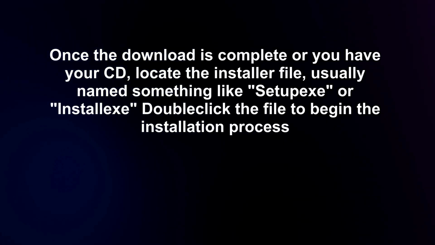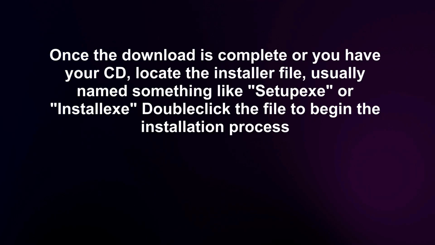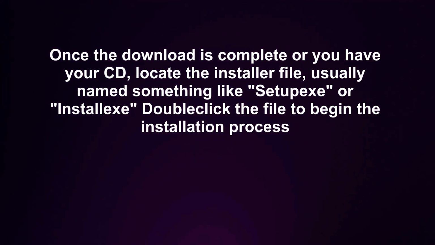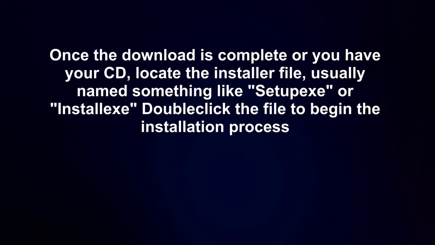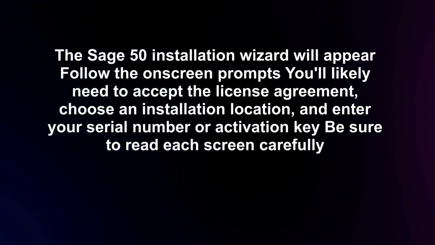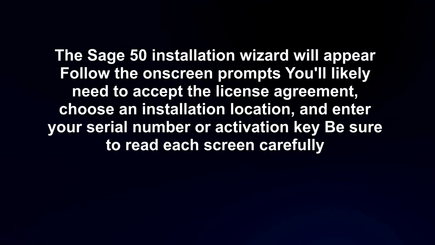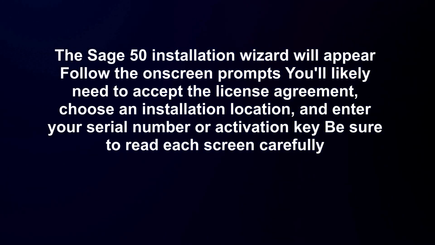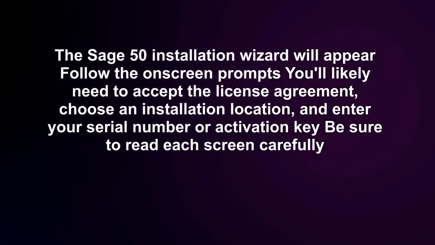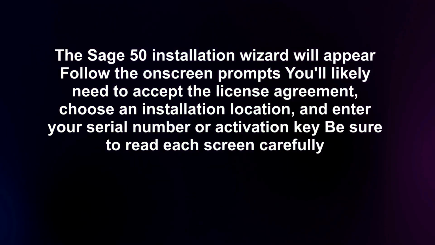Once the download is complete, or you have your CD, locate the installer file, usually named something like SetupX or InstallX. Double-click the file to begin the installation process. The Sage 50 installation wizard will appear. Follow the on-screen prompts. You'll likely need to accept the license agreement, choose an installation location, and enter your serial number or activation key. Be sure to read each screen carefully.